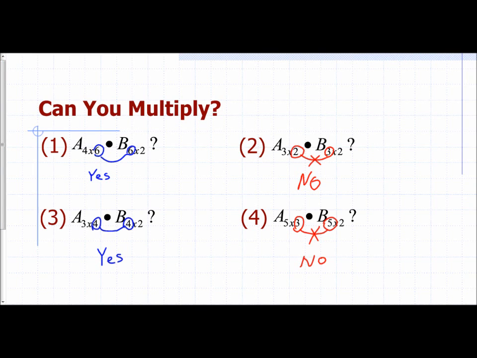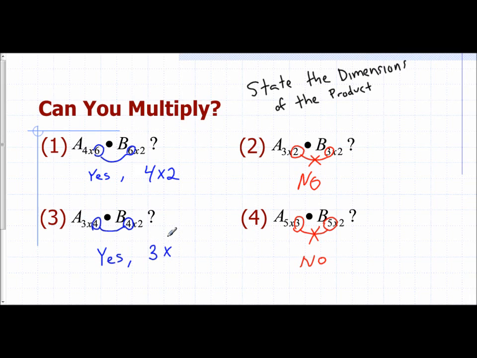So now let's go one step further. For the ones that are possible, let's actually state the dimensions of the product. So if they are able to be multiplied, what are the dimensions of their product going to be? The trick to see if they can be multiplied is to look at the inside numbers and see if they're the same. The trick to see what your dimensions are going to be is to look at the remaining numbers. So since the insides are the same, what remains is my 4 and my 2. So the product is going to be a 4 by 2 matrix. Since my insides are the same, I can multiply them together. So my product is going to be the numbers that remain, a 3 by 2 matrix.